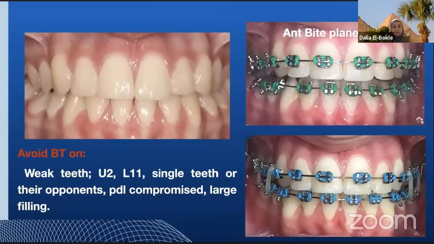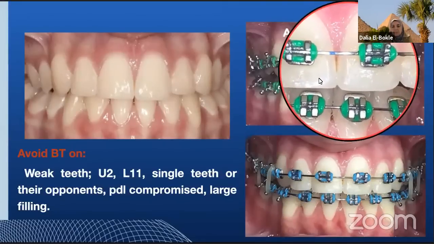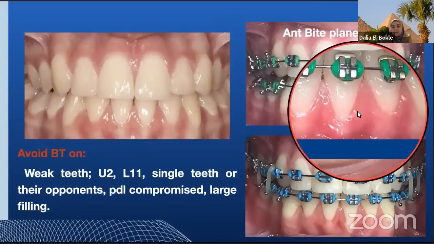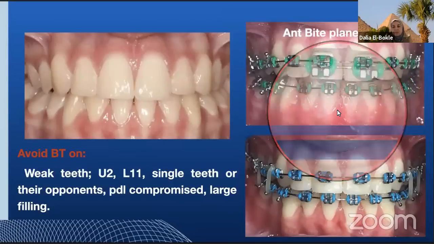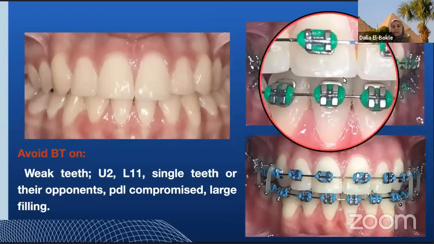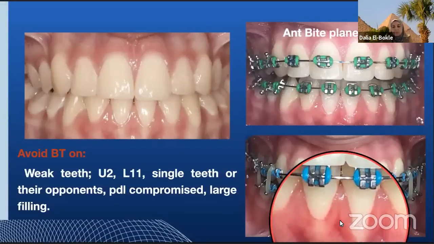Also try to avoid bite turbos on weak teeth, like the upper laterals, the lower centrals, single teeth or their opponents, periodontally compromised teeth, those with a thin gingival biotype, or those with large fillings. Let's see. This case came to me. She had an anterior bite turbo on the upper centrals, so we cannot see them. And you can see here how her gums are starting to develop some recession. I was not aware of that in that visit when I placed the bite turbos. And the following visit, 6 weeks later, the recession became worse than before.